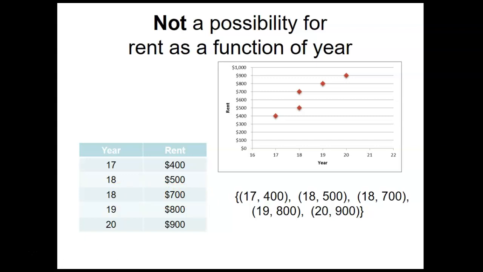So if the rent can be more than one thing for the same year, then the rent doesn't depend on just the year. Now, it might be that there's two different apartments that have different rents, but in that case, the rent depends on which apartment we're talking about and not just on what year we're looking at. So for rent to be a function of the year, there's got to be a relationship where for each year, there's just one rent for that year. That means you can't have two different pairs of numbers with the same first coordinate. On the graph, that would mean you can't have 2 points with the same x coordinate, which puts them on the same vertical line, one directly above another.